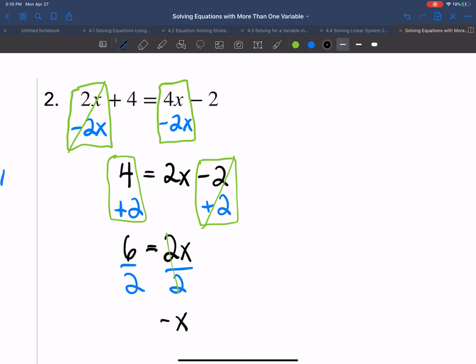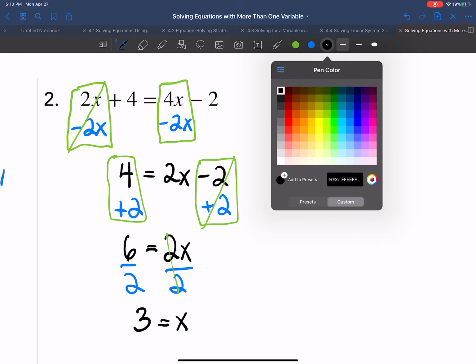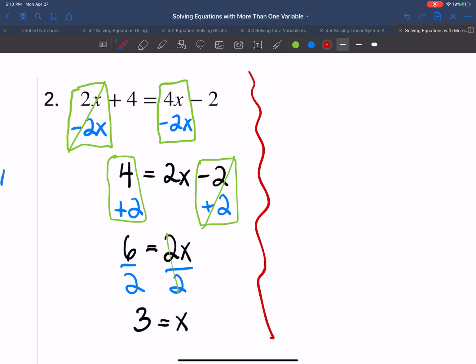So the 2's become 1. I have x is equal to 3. Now, just to show you that it doesn't matter which side you choose, I'm going to do the same thing, but instead of moving my variables to the right side, I'm going to move my variables to the left side.